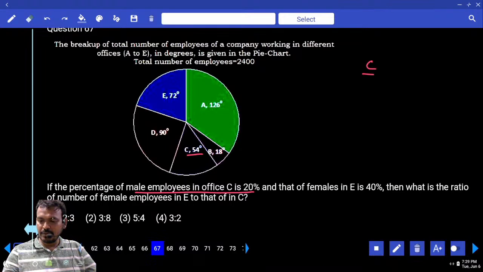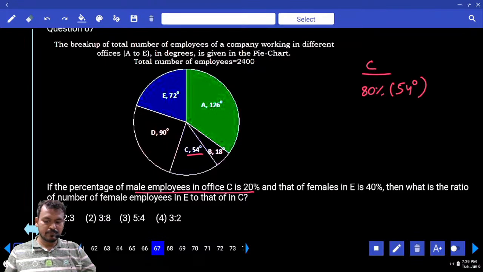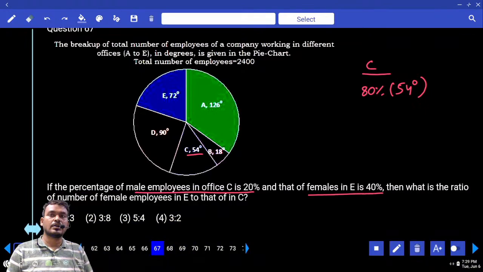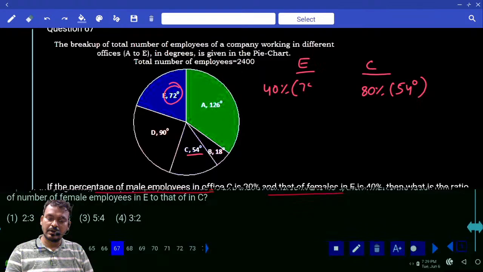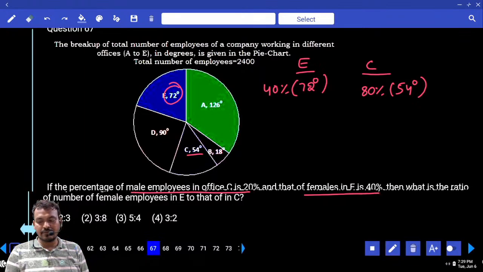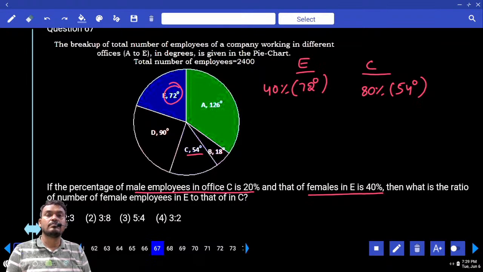In C, females is how much? 80% of how many degrees? 54 degrees or not? Yes or no? Next, in E, females is how much? 40%. What is the E, how many degrees? 72 degrees or not? In that 72, females is how much? 40%. 40% of how many degrees? 72 degrees or not? Left hand side females in E, right hand side females in C or not?